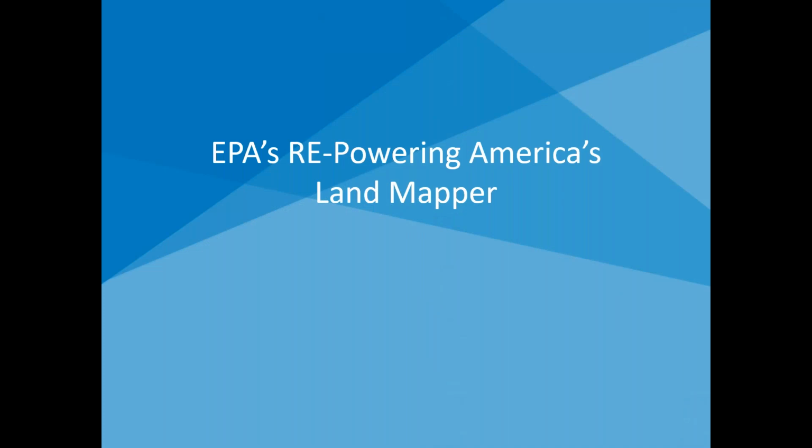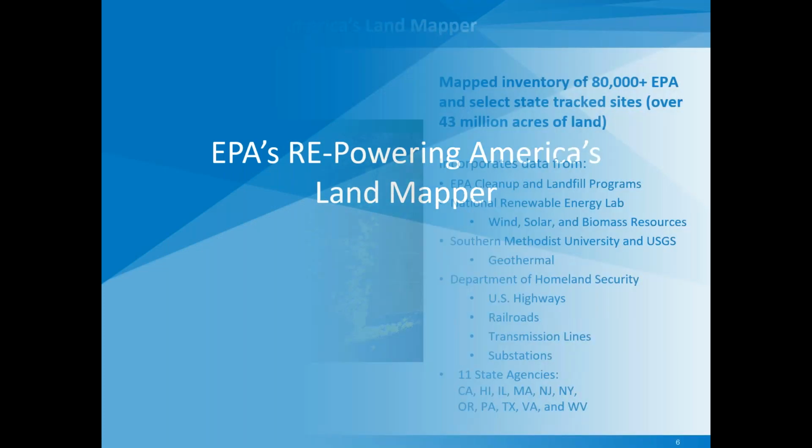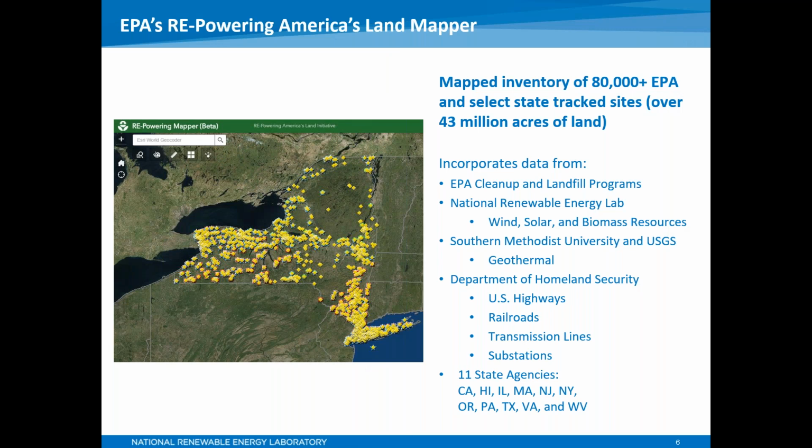So now to talk to you a little bit about EPA's Repowering America's Lands mapper. The mapper, I would say, is really probably the bread and butter for repowering. It's an extremely powerful and useful tool, and I encourage everybody to check it out. What the mapper does is it took inventory of tracked sites from EPA databases and from some state agencies, and it mapped those sites and then applied some screening criteria to figure out whether or not those sites might be high potential sites. And they did it for several technologies.